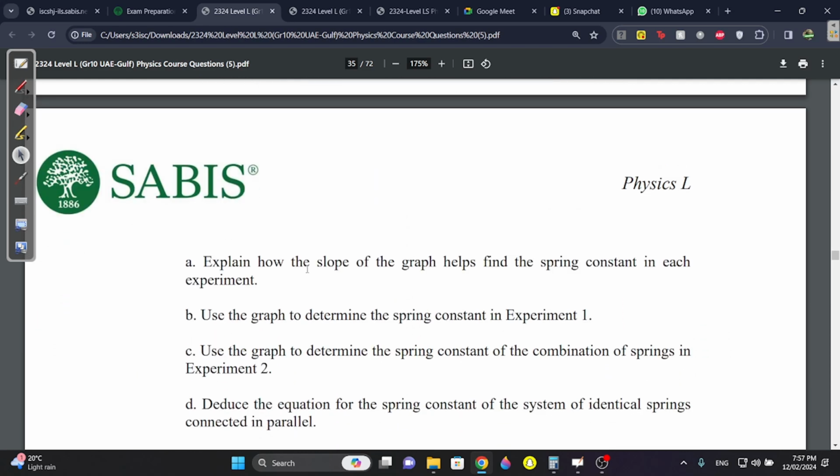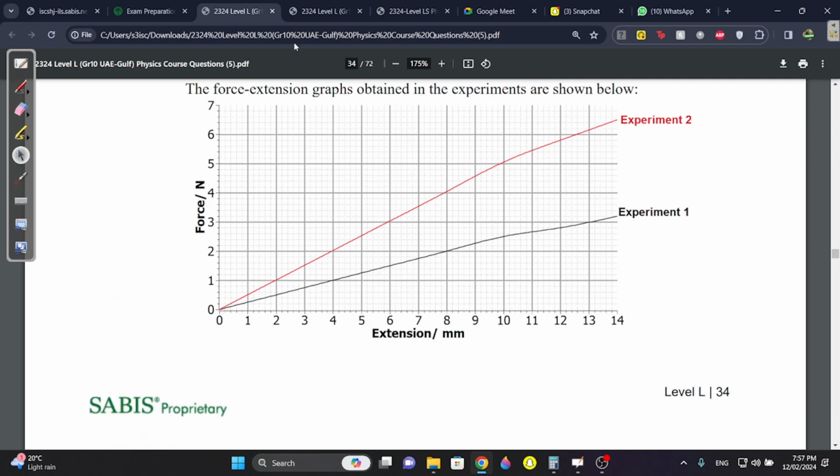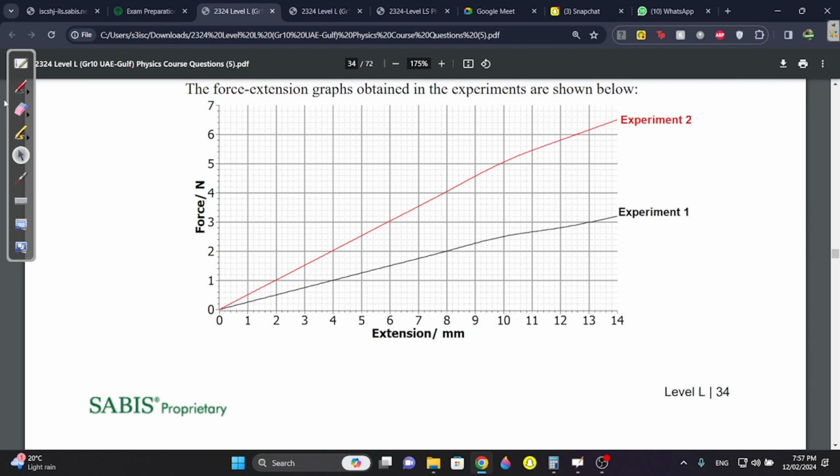That's it. Use the graph to determine the spring constant in experiment 1. Just find the slope of experiment 1. And look here, the slope is 250. Why is it 250?